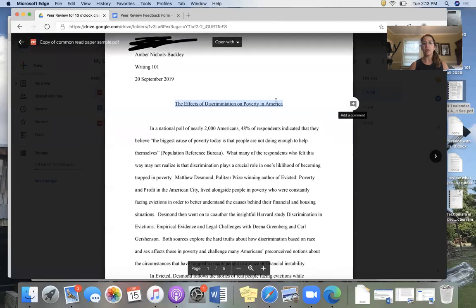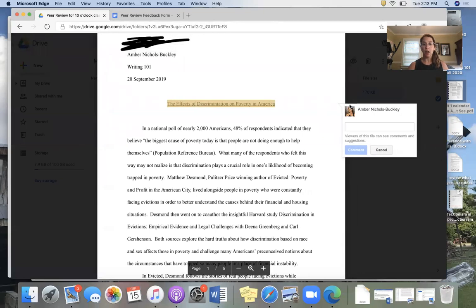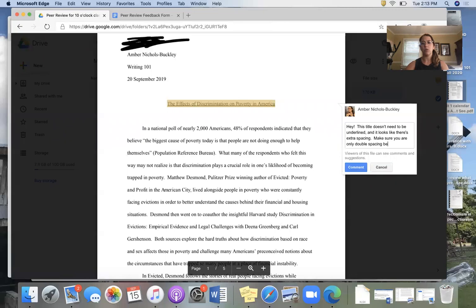So here I might just, if you highlight the problem area, you can add a comment here and you can say, hey, this title doesn't need to be underlined and it looks like there's extra spacing. Make sure you are only double spacing between the heading and the title, and then the title and the body of the paper, okay?